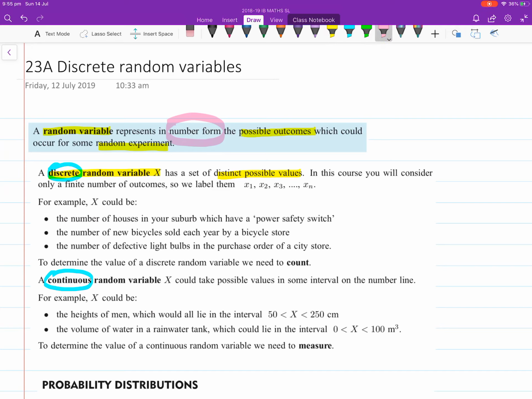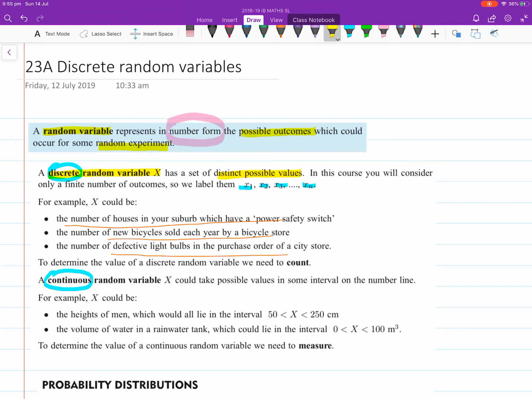So it could be, for example here, let's just say the number of houses in your suburb which have a power safety switch, number of new bicycles sold each year in a bicycle store, number of defective light bulbs, etc. You can see they're all integers, right? So that's what discrete means, distinct possible values that are whole numbers. And so we label them as x1, x2, x3, etc., xn.